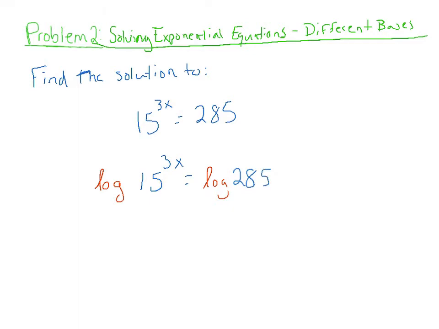Now remember from last class that one of the properties of logarithms was that we could take the exponent and we could bring it to the front. So now we have 3x, and I'm going to put everything else except for the x in red, so we have 3 times x times the log of 15. And this is going to be equal to the log of 285.